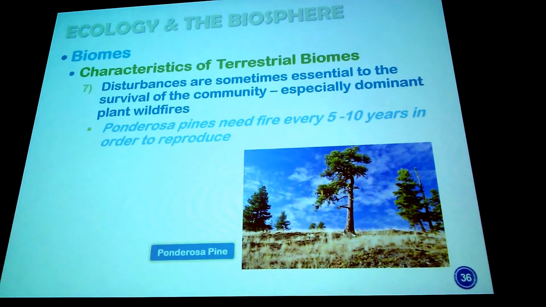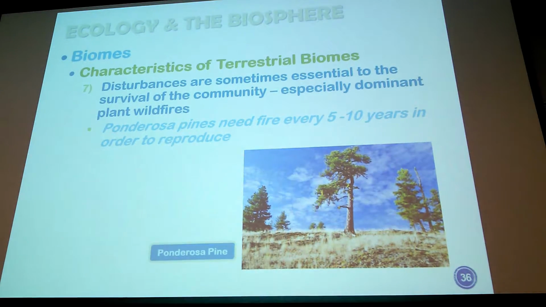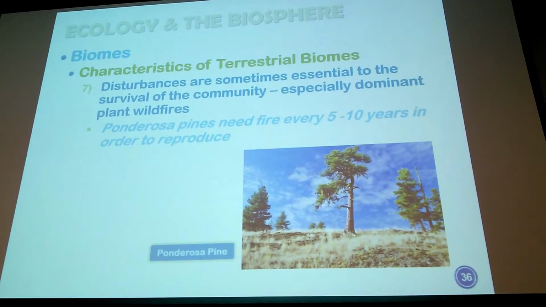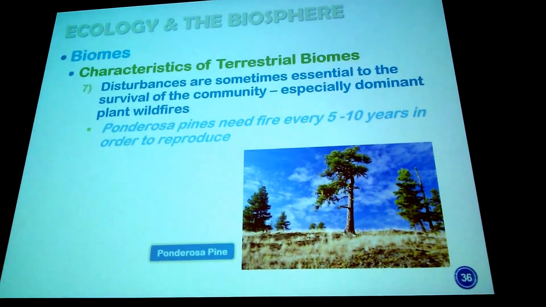The services are sometimes essential to the survival of the community, especially dominant plant and wildfires. For instance, ponderosa pines need fire every 5 to 10 years in order to reproduce. They need fire to pop open the seeds so they can plant them other places. So, why would a plant, especially a tree that has wood that you would burn, need fire? Well, they also have chemical retardants within the plant that keep them from burning. At least not so severely.